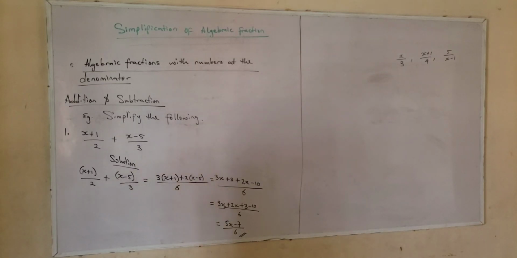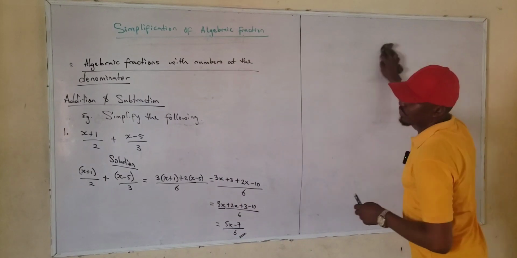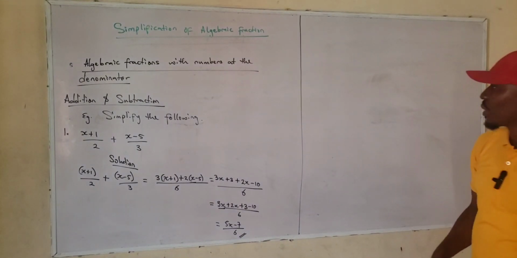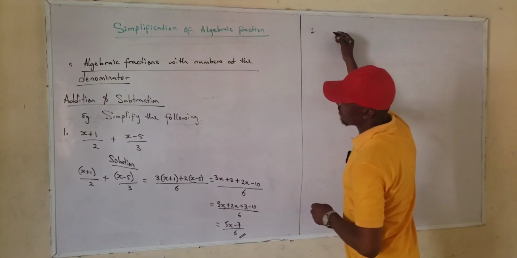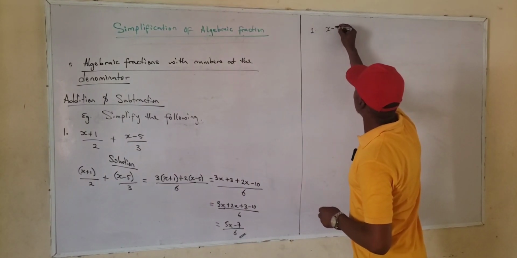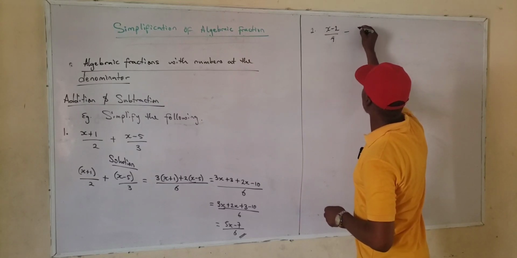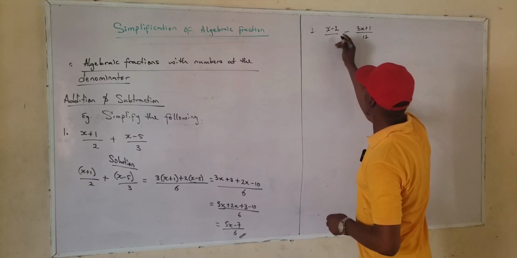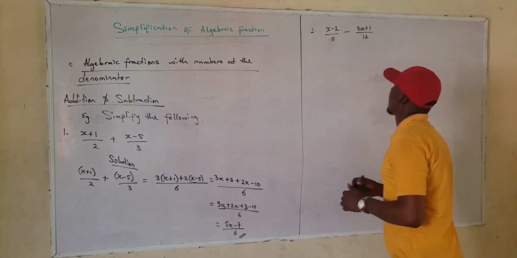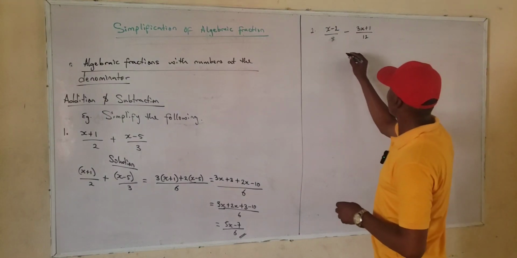Okay, let's look at when we have a negative value or when we have subtraction there. If we have subtraction, let's take it as example number 2. Let's assume that we have 2 minus s minus 2 over 4 minus 3s plus 1 over 12. Okay, let's have this one here over 8 and have this one here over 12. So what are we going to do here? So the same thing, solution.